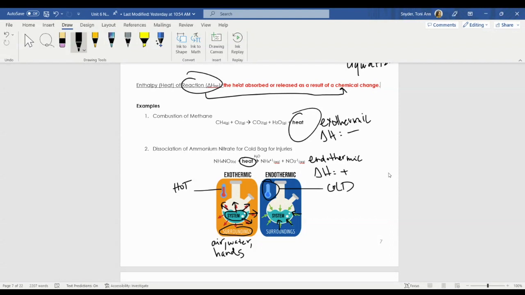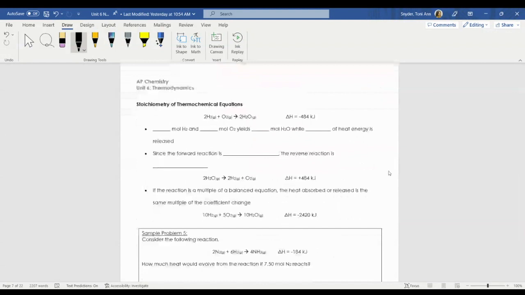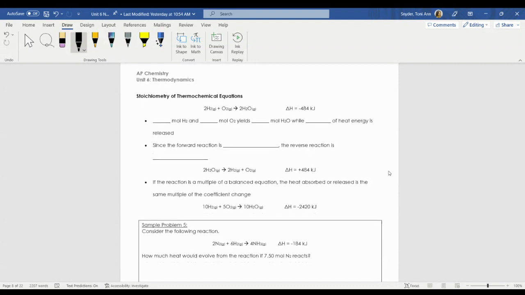But although these are qualitatively speaking, we haven't put numbers in here yet, we can start to put numerical values to heat. So let's take a look at the stoichiometry of thermochemical reactions. In this first case, looks like I have hydrogen gas reacting with oxygen gas yields 2 water molecules. And in this reaction, this process is releasing 484 kilojoules of energy. So if we wanted, we could put plus 484 kilojoules.